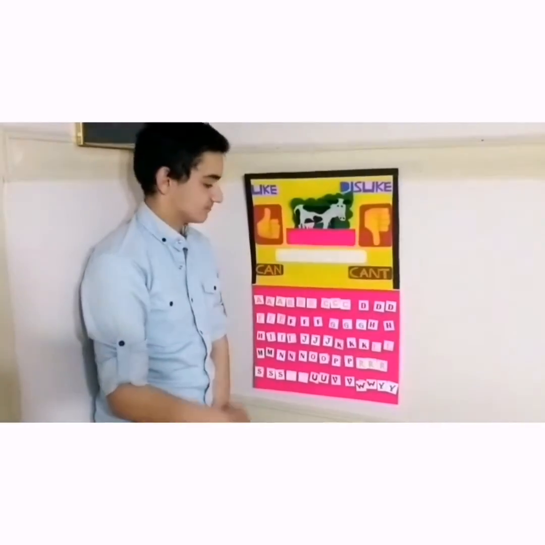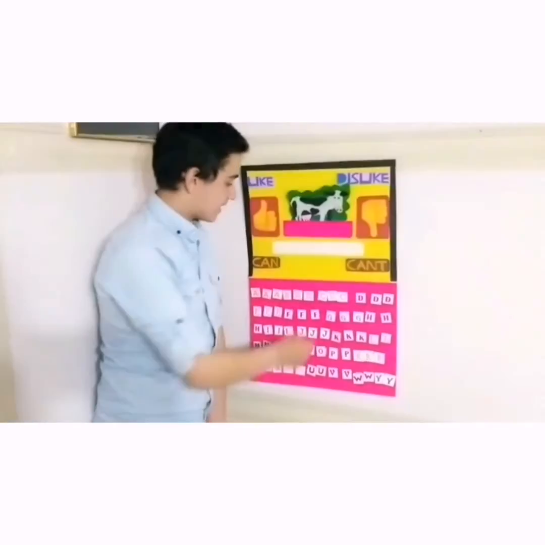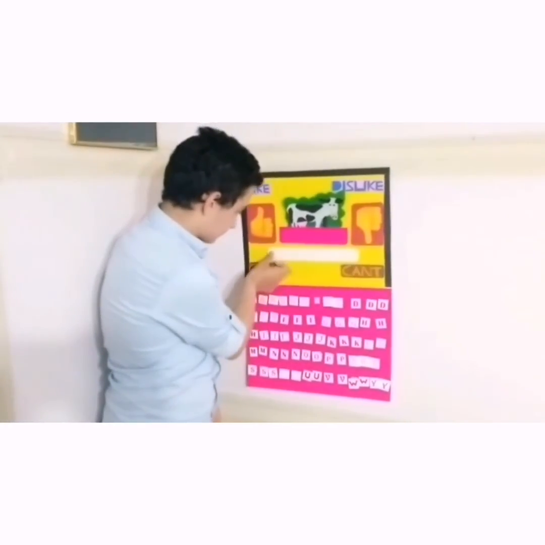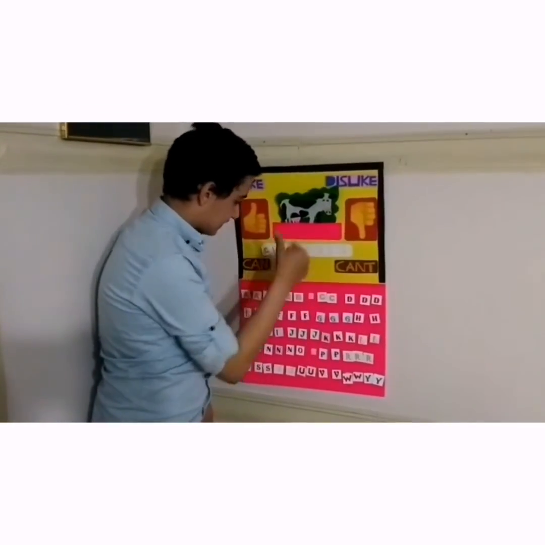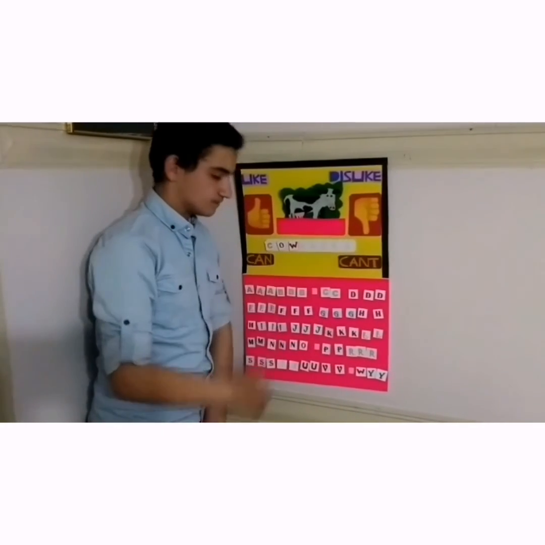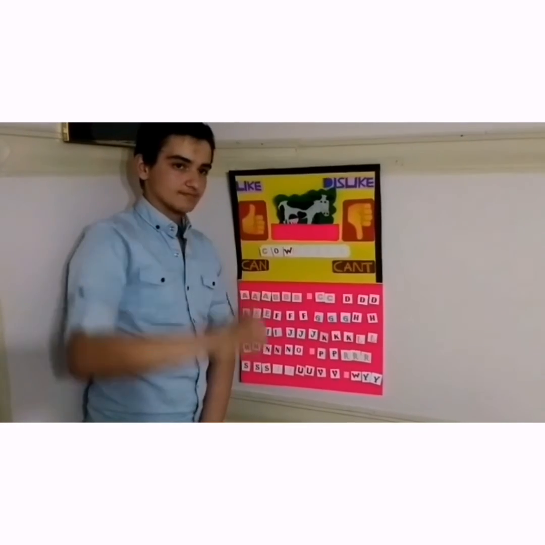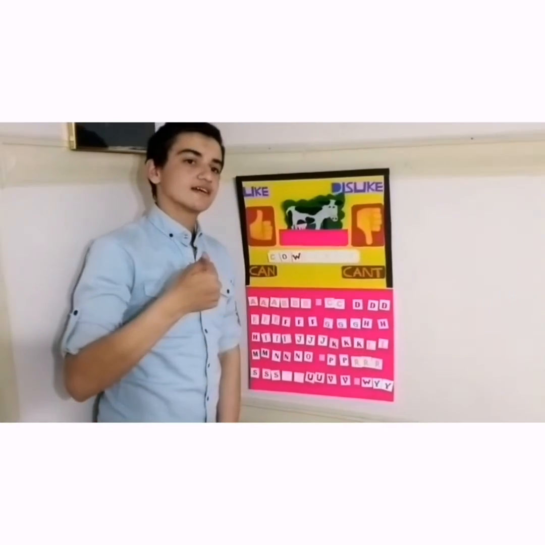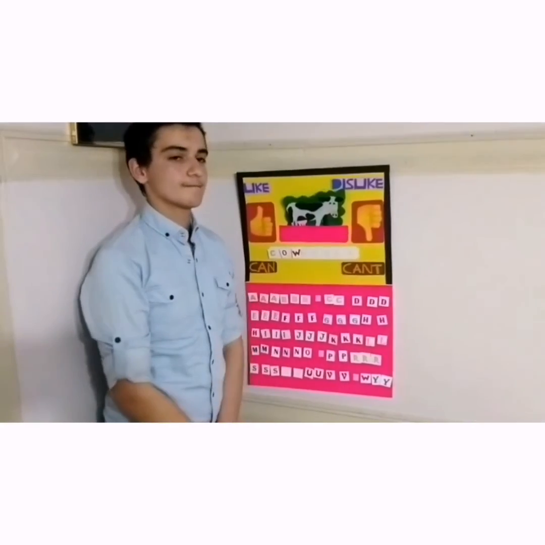Okay, Berat, do you know the name of this animal? Yes, it's a cow. Can you write it quickly? Do you like cows, by the way? Yes, I like cows. Can they walk? Yes, they can walk. Can they jump? No, they can't jump. Yes. What else do you know about cows? They can run, but they can't swim. Yes, perfect.